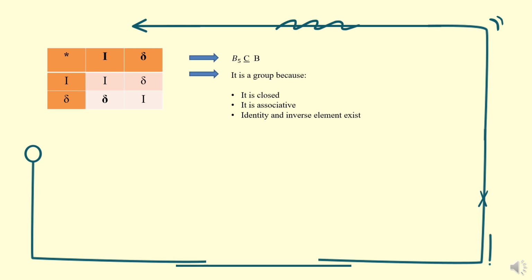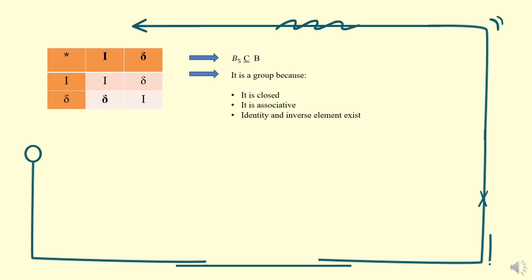Okay, it is associative because if we flip this table 180 degrees and then we rearrange it in order, we can get the same value as this table. So in that way, we can say that this table is associative. Next, identity and inverse element exist.